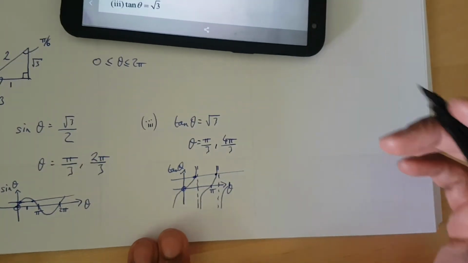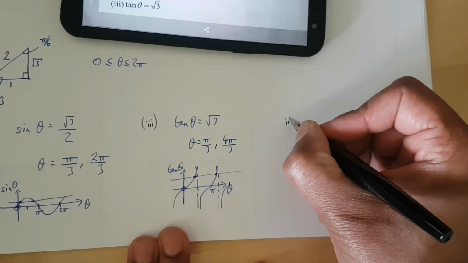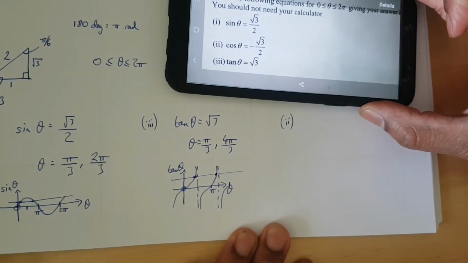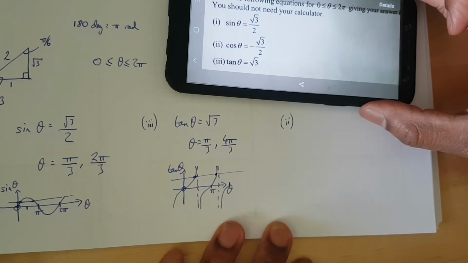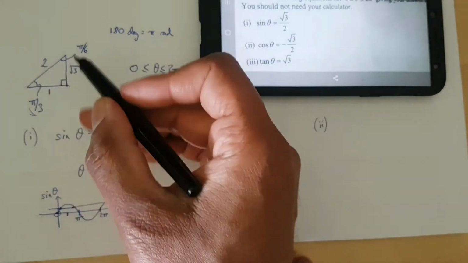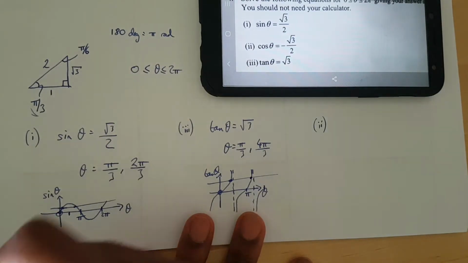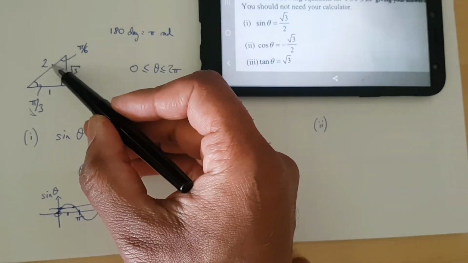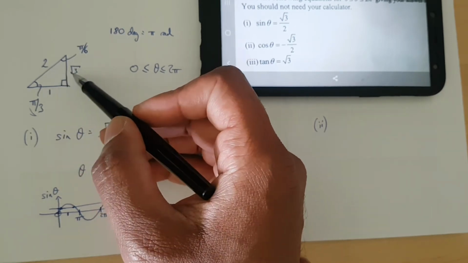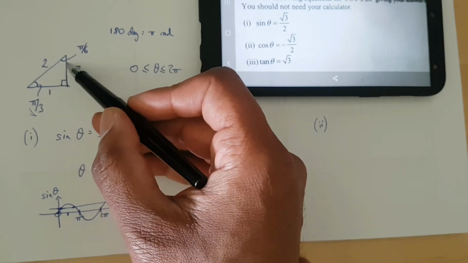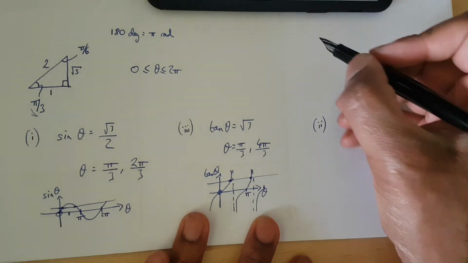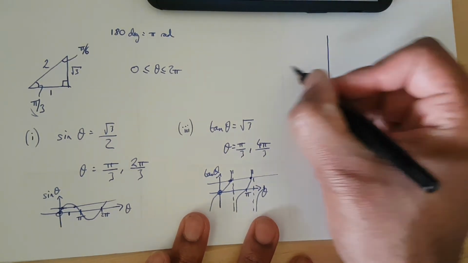Question 2 then is only a bit more confusing, simply for the minus sign or the negative sign. That's why I'm doing it a little bit later. I'm told that cos theta is negative root 3 over 2. Now, if we ignore the negative sign for a second, I can still use this triangle perfectly well. And I've got root 3 over 2. I'm looking at cos. So cos is adjacent over hypotenuse. Got it right that time. Adjacent is going to be the root 3. 2 is going to be the hypotenuse. So I must be talking about the pi on 6 value. So it's going to be some version of pi on 6. But let's see how this works.